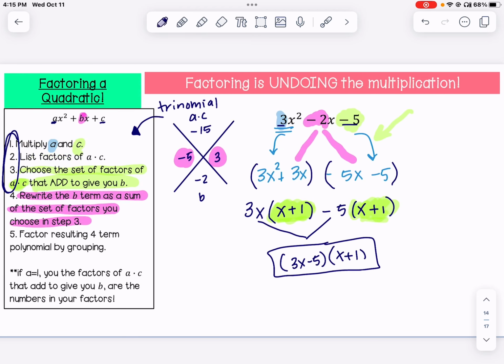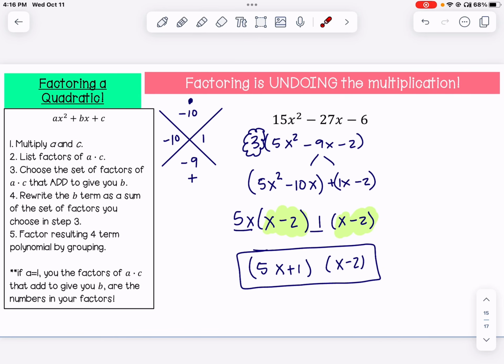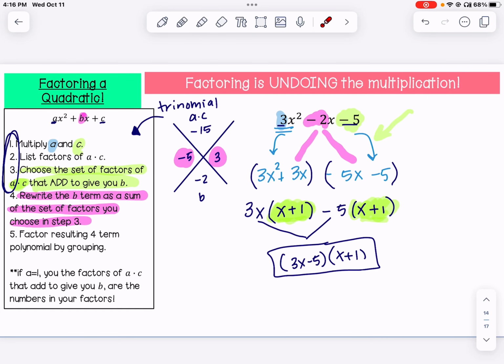So that is factoring quadratic trinomials. Once again, you don't need to use this method here. This is something new that I'm doing. But if it helps you organize your work, go for it. As long as you're doing those steps, you're always looking for what two numbers multiply to give you your a times c and add to give you your b.